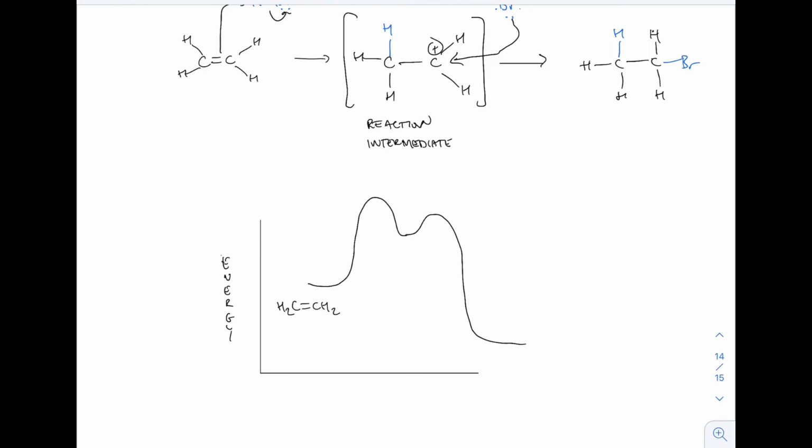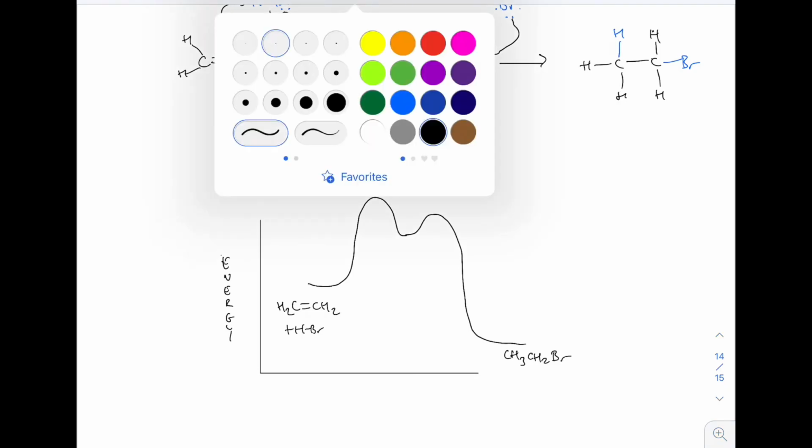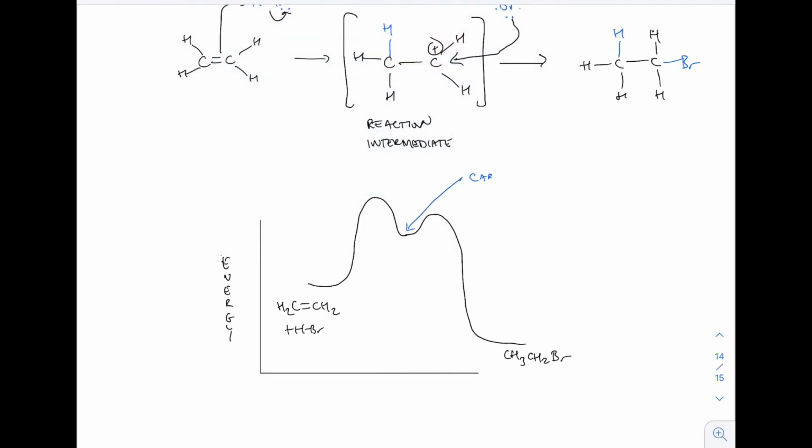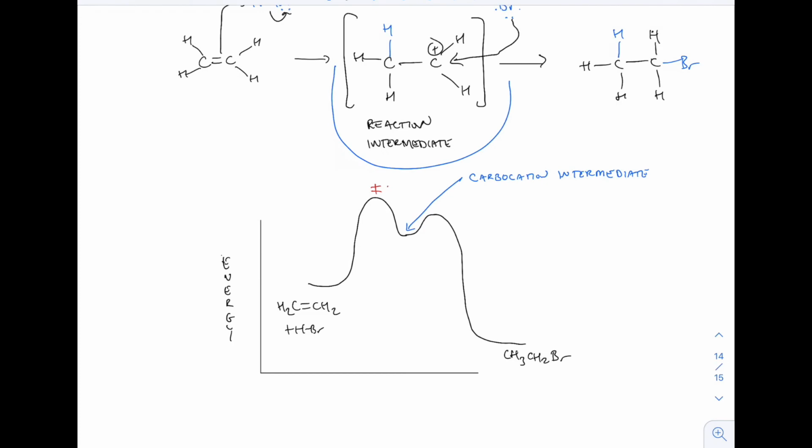All right, so we've got the alkene right here as a reactant with the HBr, and then our intermediate is basically the middle trough. So it's still high in energy because it is a reactive intermediate, and that is here, and that is the carbocation intermediate. Okay. Now, we obviously have our products on the far right, and then we have two different transition states here. So we got transition state 1 on the left, and then we got transition state 2 on the right.